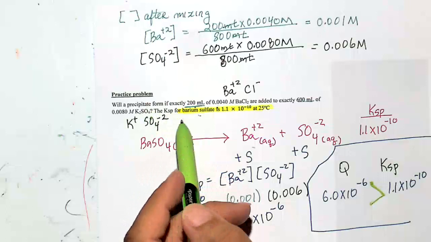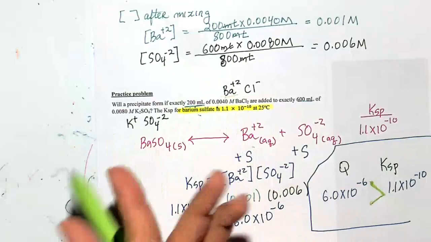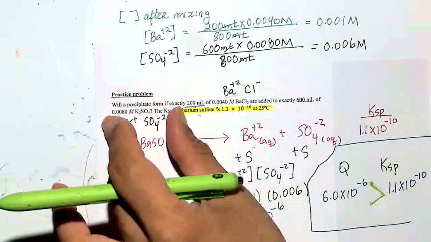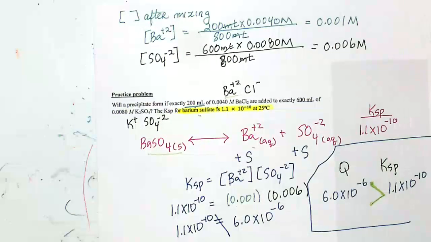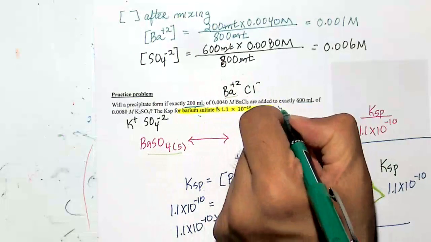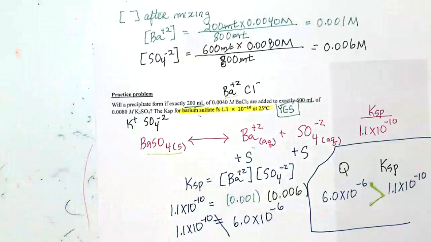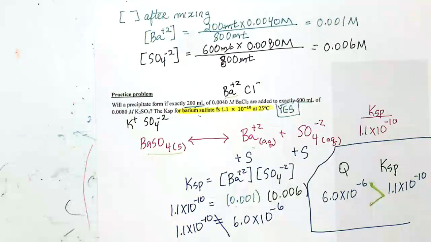So question, will a precipitate form if you add this proportion of barium chloride, source of barium, and this proportion of potassium sulfate, source of sulfate? Will you get a precipitate of barium sulfate, yes or no? Okay, the answer is yes. So this is what you should do on the exam or quiz or whatever it may be. All right, are you comfortable doing this on the test?